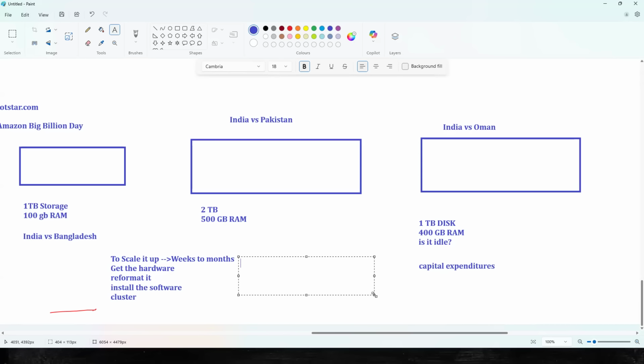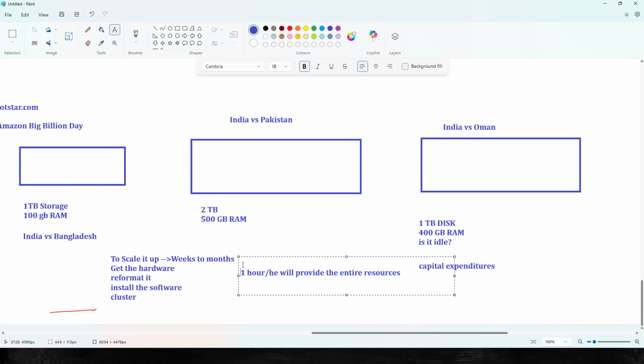Max to max, if your admin, the DevOps guy, is a very effective person, within 1 hour he will provide the resources. He will provide the entire resources. It is just a click in the cloud. You can scale it up.